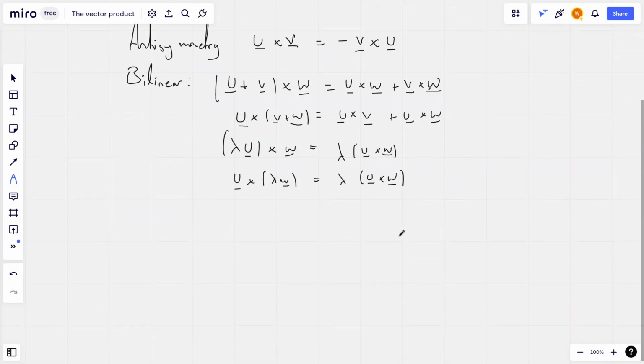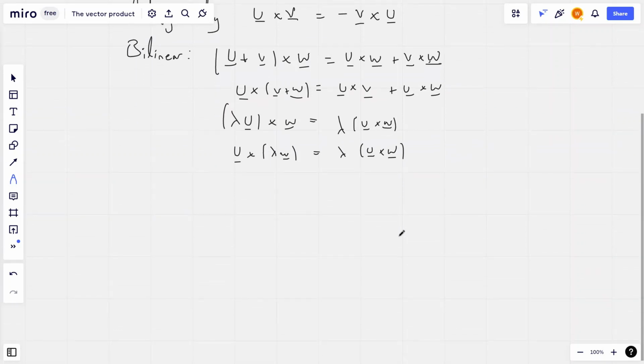Okay, and the final property I want to talk about is orthogonality to the input. Okay, so what this means is pretty self-explanatory, it's orthogonal to the input.